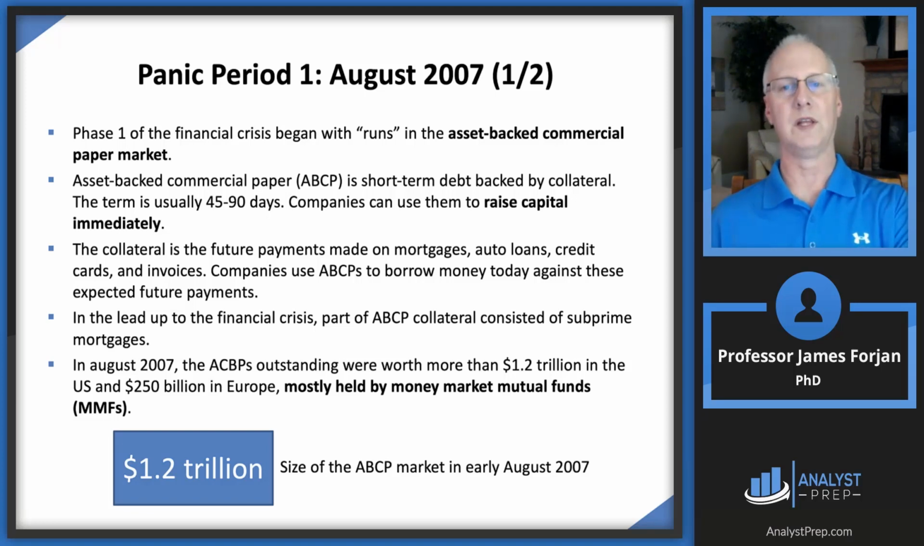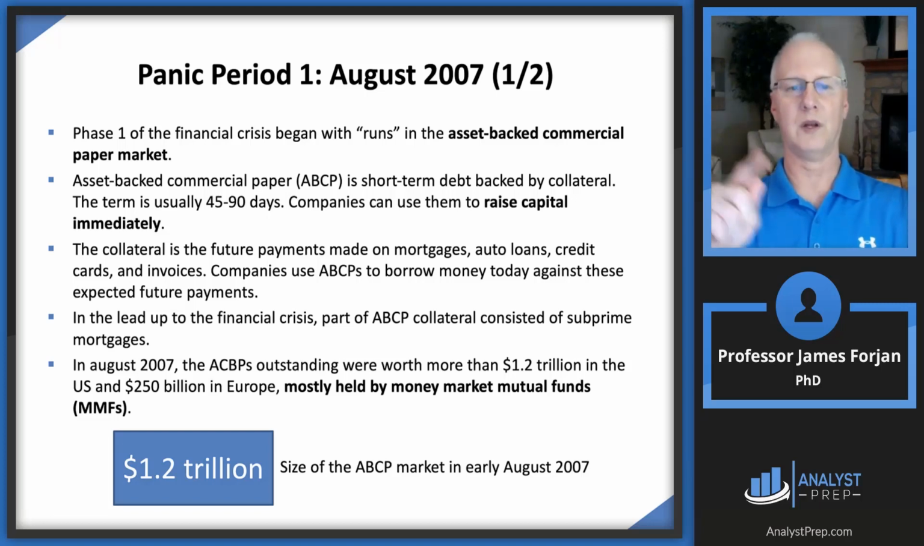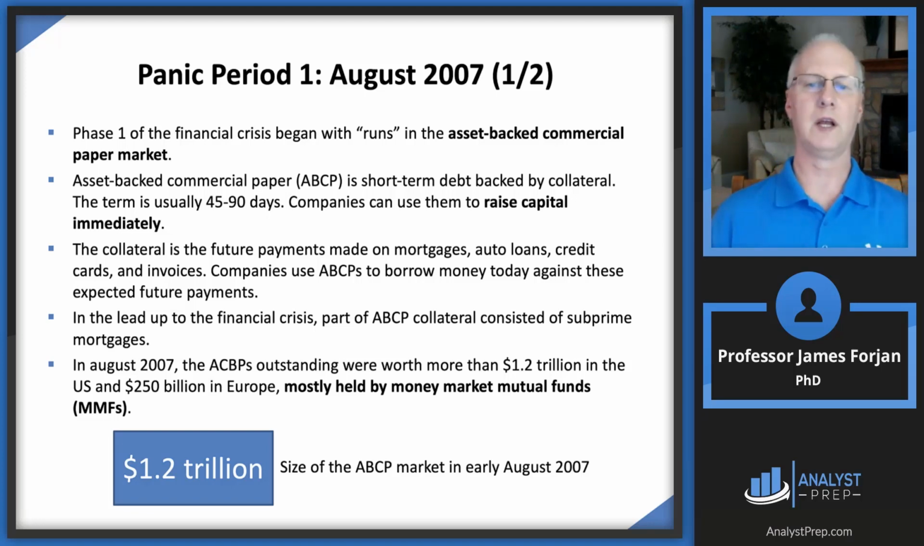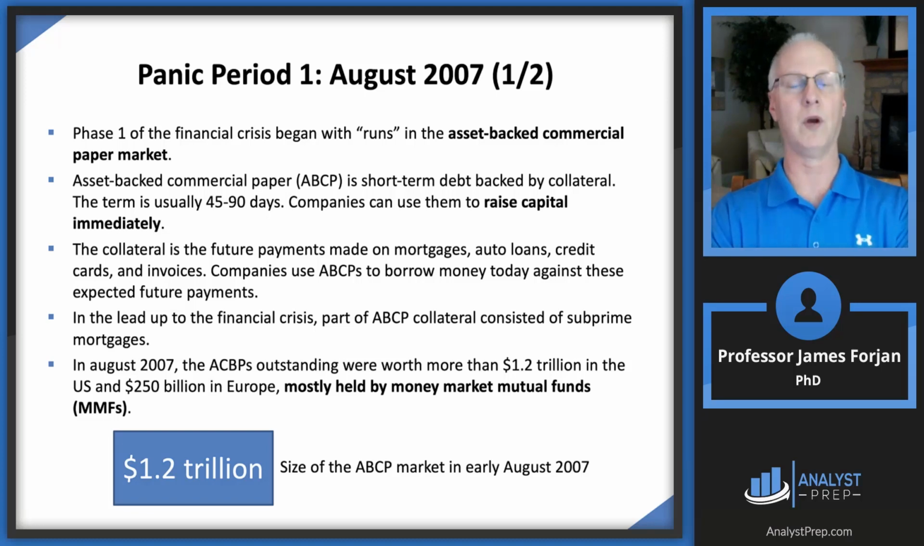So what happens is that these companies essentially borrow money today so they can invest, and they'll repay it when these homeowners and car owners and credit card users and any kind of accounts receivable, when they get paid, then they'll swing that back to the commercial paper. Well, of course, this is all related. And so what happened was that part of this asset-backed commercial paper collateral consisted of some subprime mortgages.